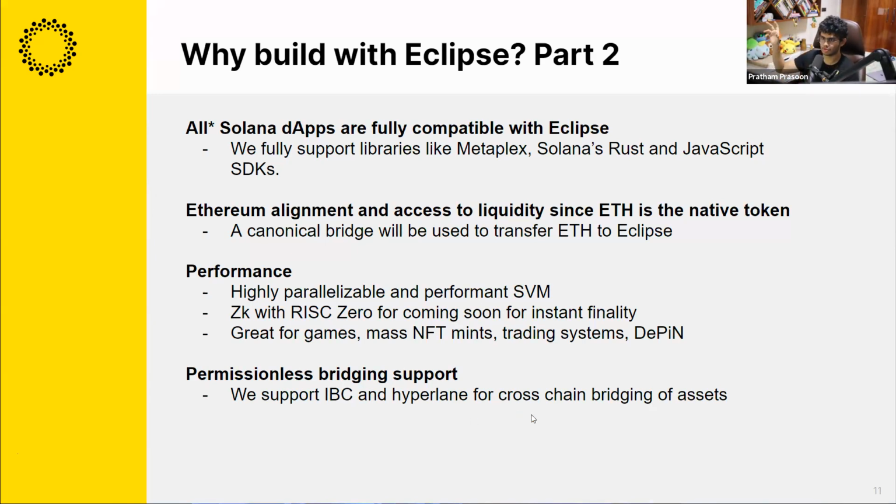Inter-blockchain communication protocol. Yes, thank you, Dan, it just slipped out of my mind there. But these are two permissionless bridging solutions that you can use to bridge NFTs or tokens or different kinds of assets from an Eclipse chain to another chain that supports Hyperlane or IBC. So you get a lot of goodies by using Eclipse. The possibilities are endless here.